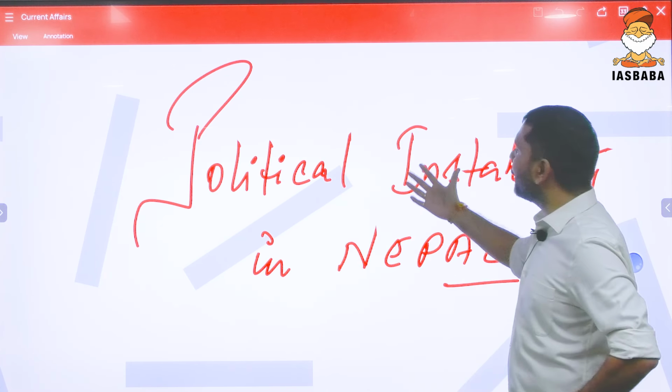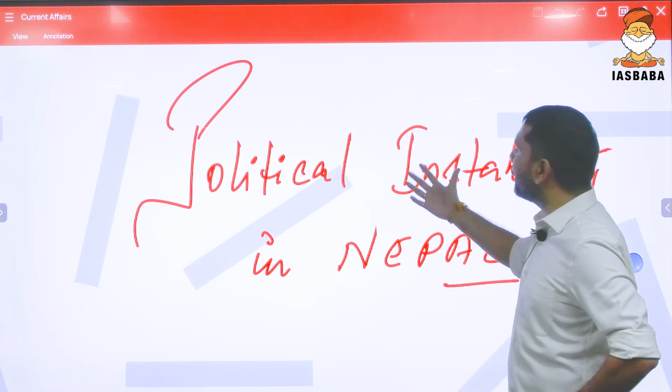And if you guys remember, in 2015, there was a huge protest by Madheshis because they were not being given adequate representation in the parliament. So those are the two things that you need to remember in political instability, and this is since 1990. Since 1990, that is the case.